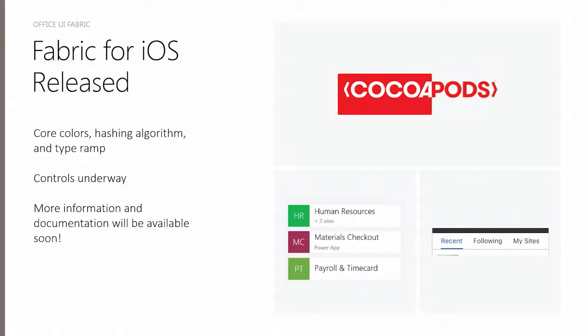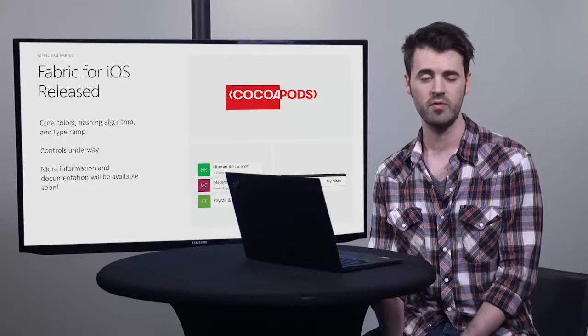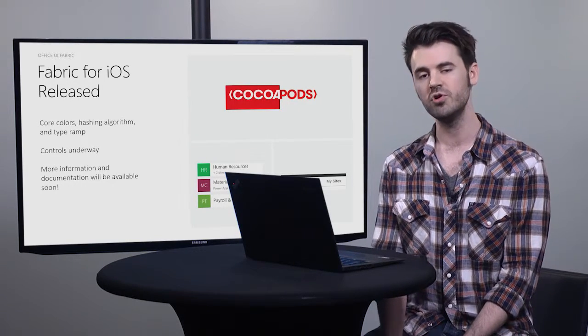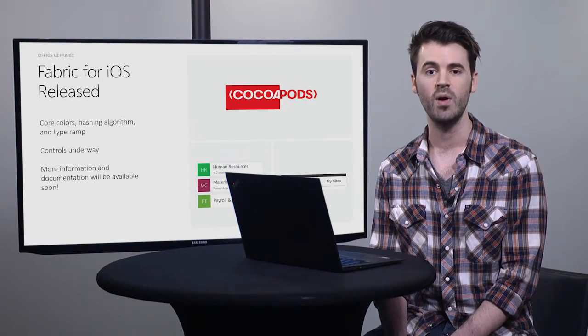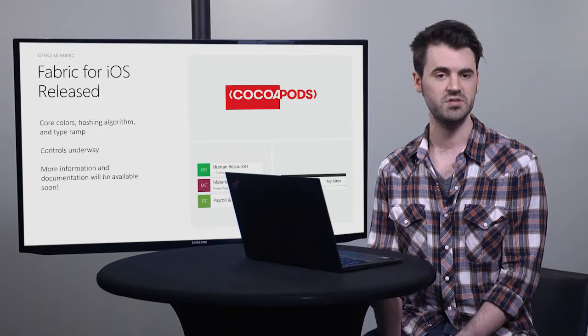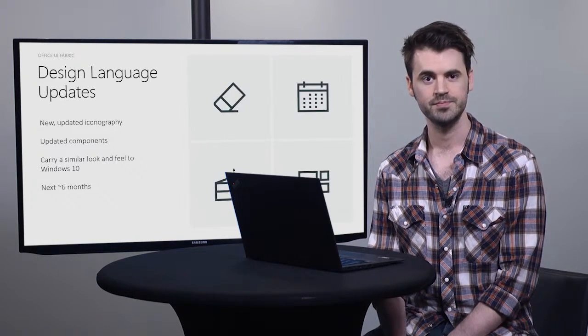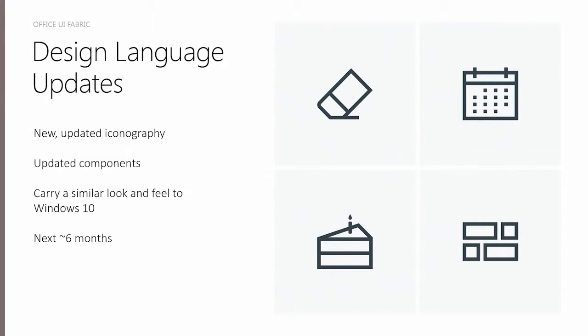One of the big things we're working on right now and that we'll have before the end of March is the initial seed for Fabric for iOS. Right now it only includes colors, a hashing algorithm that takes in a string and spits out a specific color, and the type ramp. But we're also working on controls that'll come up over the next 6 months. These will all leverage this core aspect of Fabric for iOS, and we hope to grow it over time. So swing by the website to learn more, see some documentation, and hopefully see when we're going to have more things out.